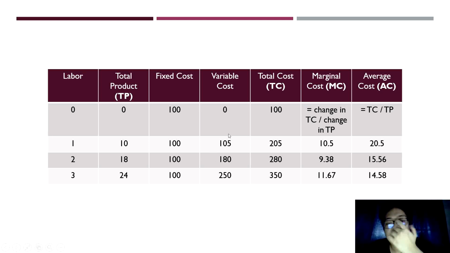And then we have here the variable cost or yung change or yung nag-iiba-ibang cost per production function that we have. We have here the total cost, which para makuha natin yung TC or yung total cost, kailangan natin i-add lang yung fixed and the variable cost. And then we have here the formula of marginal cost, which is change in TC divided by change in total product, and then average cost or AC is equals to TC divided by TP.